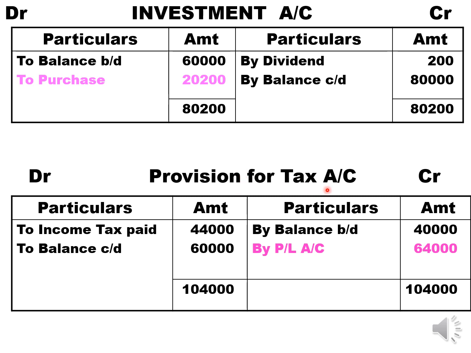Next, we have provision for tax account. It's a liability. So it's by balance brought down, bring down the opening balance of provision for tax. Then we have income tax paid given in the adjustment. So whenever you pay income tax, it's an expense, debit all expenses and losses. Then closing provision for tax 60,000. So you get balancing figure 64,000. This is called the new provision made during the current year. So 44,000 is a tax paid immediately. 64,000 is a tax provided for future.